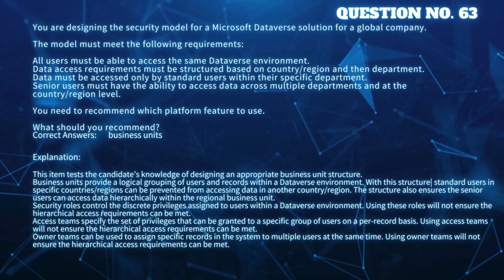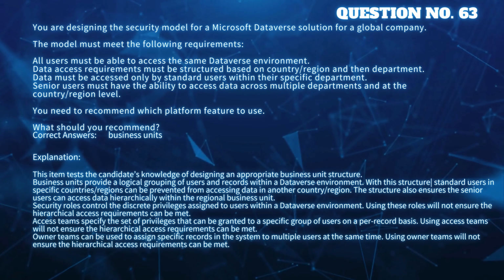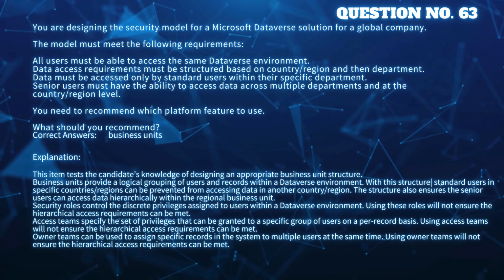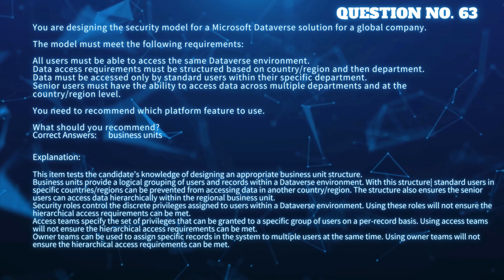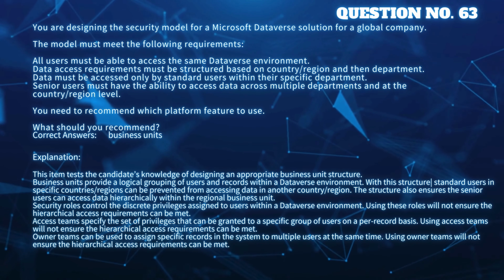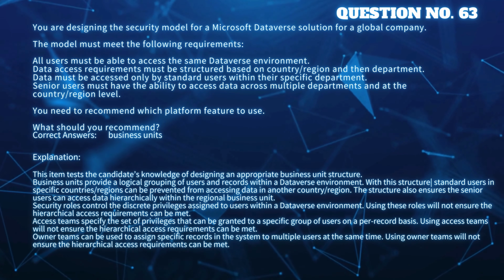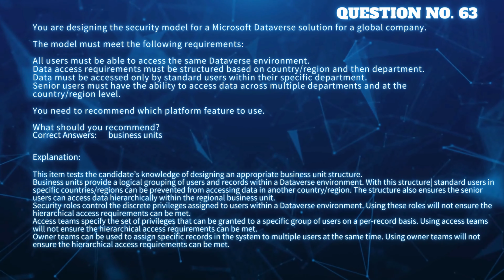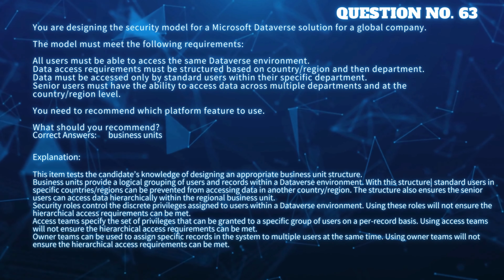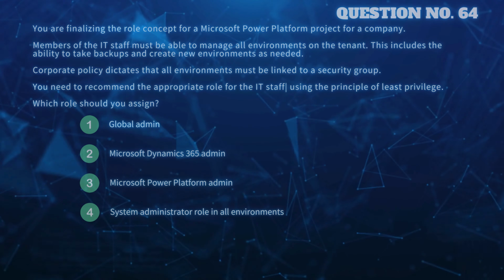Access teams specify the set of privileges that can be granted to a specific group of users on a per-record basis. Using access teams will not ensure the hierarchical access requirements can be met. Owner teams can be used to assign specific records in the system to multiple users at the same time. Using owner teams will not ensure the hierarchical access requirements can be met.